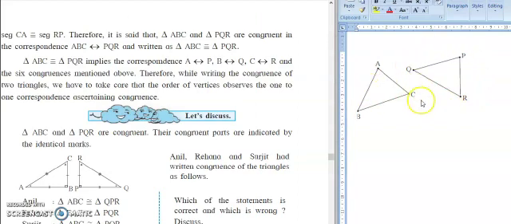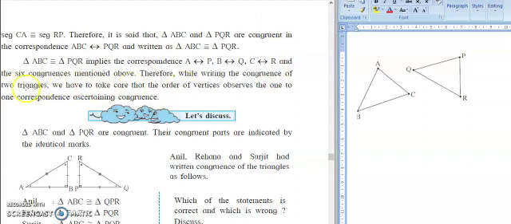Okay, all the 3 sides are congruent to each other, and all the 3 angles are congruent to each other. Therefore, it is said that triangle ABC and triangle PQR are congruent in the correspondence of ABC corresponding to PQR, and it is written as triangle ABC is congruent to triangle PQR. This is the symbol used for congruence. Triangle ABC congruent to triangle PQR implies the correspondence A corresponds to P, B corresponds to Q, C corresponds to R, and the 6 congruences mentioned above.